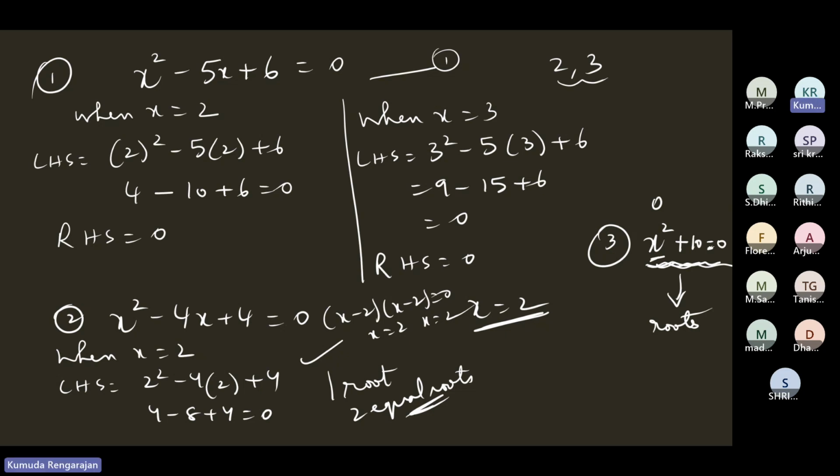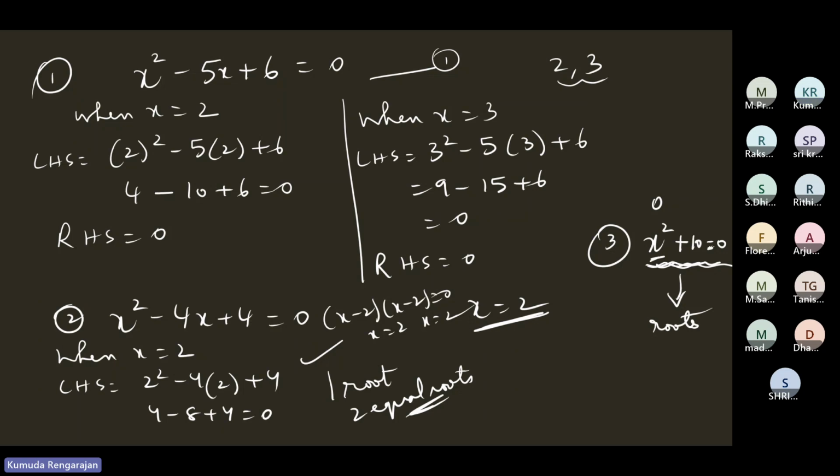Or the quadratic equation can have only one root or two equal roots. That is, there's only one value of x, whatever variable, x, y, z, whatever is the variable. So there's only one value of the variable that can satisfy the quadratic equation. So we say one root or two equal roots.